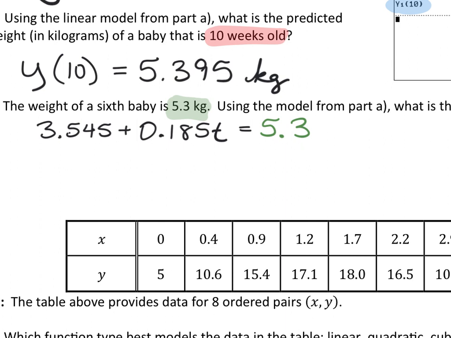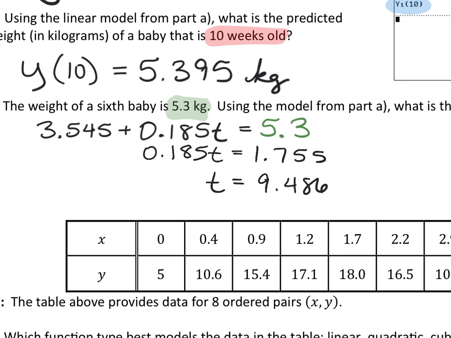Okay, well, that's just a simple equation. We've been solving equations like that since Algebra 1 in 8th grade. So we subtract 3.545 from both sides. 5.3 minus 3.545 is 1.755. We divide by 0.185. We'd get that the time in weeks is 9.486 weeks, which you would say somewhere within 9 weeks old.